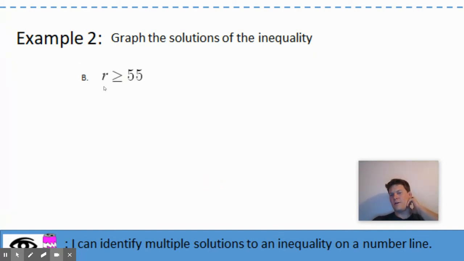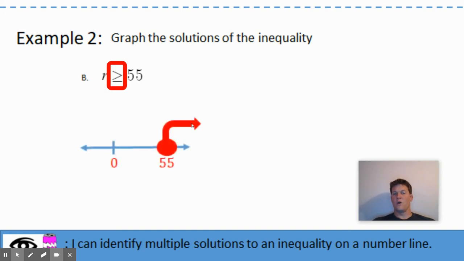Still dealing with r. This time we're r greater than or equal to 55. Greater than or equal to means we are closed. And which direction are we pointing? We're pointing towards the right. So we want to be at 55, closed, going towards the right.